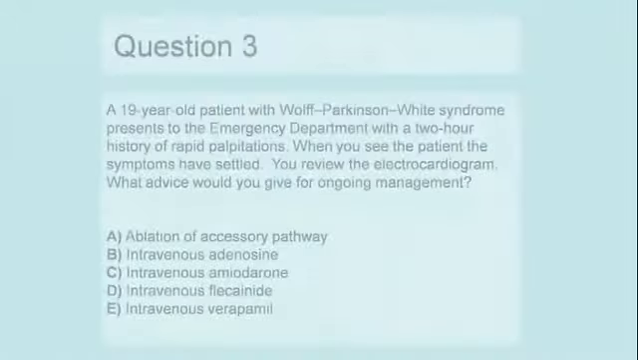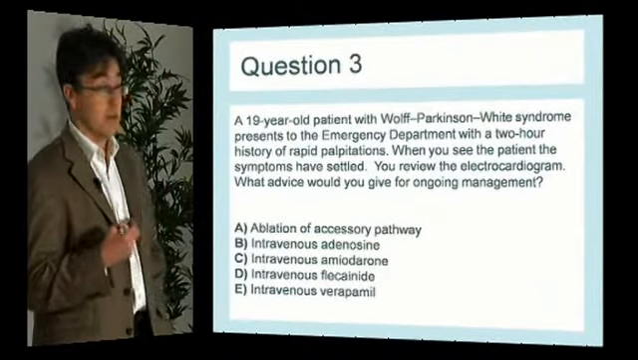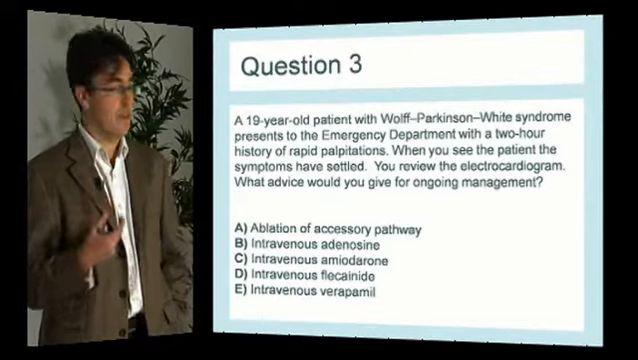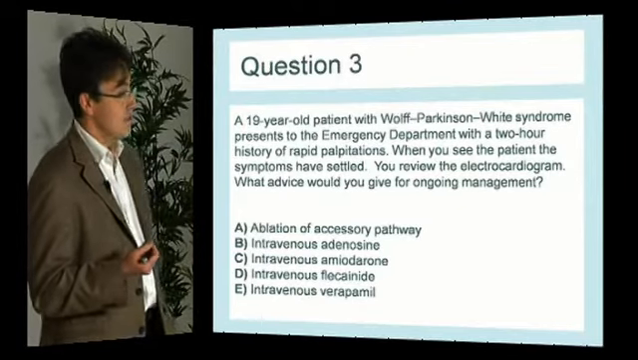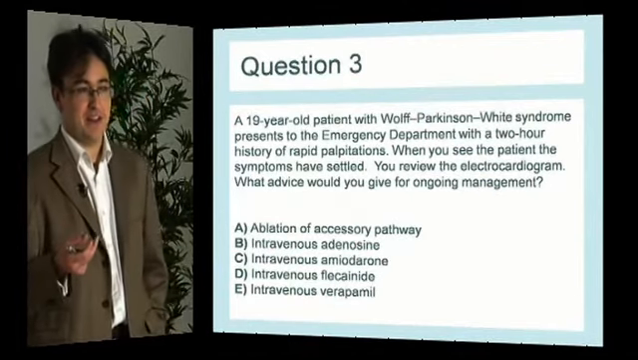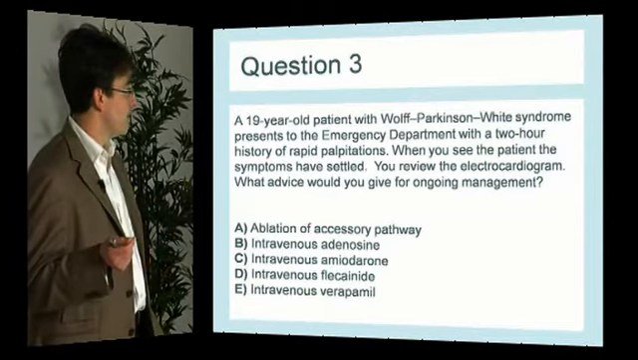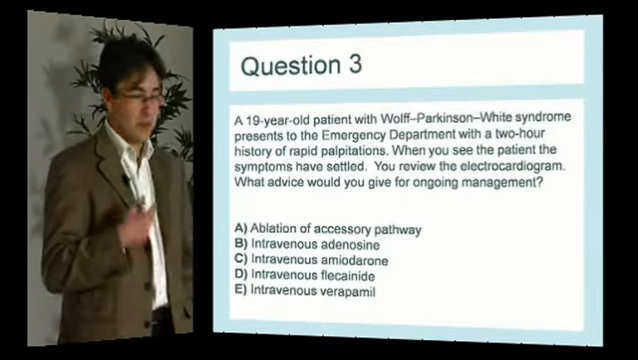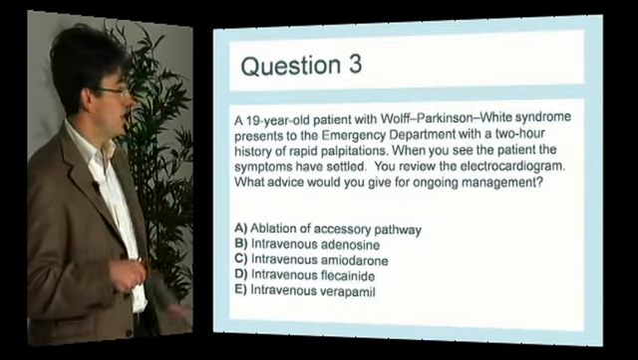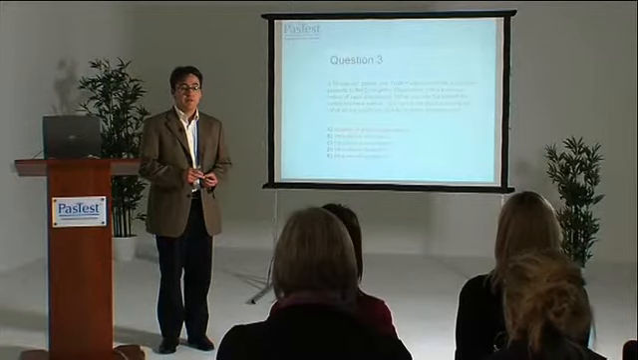This is a 19-year-old patient with known Wolff-Parkinson-White, who presents to the emergency department with a 2-hour history of rapid palpitations, so not an infrequent presentation. And again, a very frequent presentation when you actually come to see the patient, there may have been delays in A&E, for instance, and all the symptoms have settled. You review the electrocardiogram, which we'll see shortly, and then you're asked for your advice. How do you manage this patient next? If you answered A, ablation of the accessory pathway, you'd be correct.